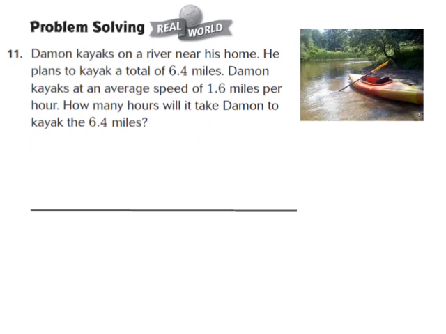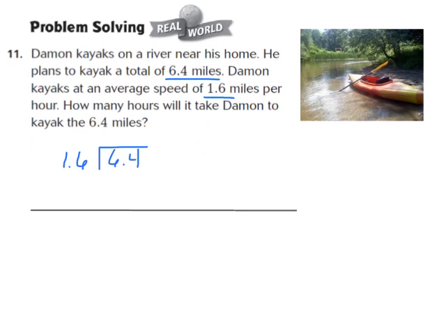So what we know is this. He's kayaking a total of 6 4/10 miles at an average speed of 1 6/10 miles per hour. So what happens is we're going to take our 6 4/10, that's our total miles, and we're going to divide that by our 1 6/10 miles per hour because once again, we want to know how many hours it will take Damon to kayak the 6 4/10 miles.